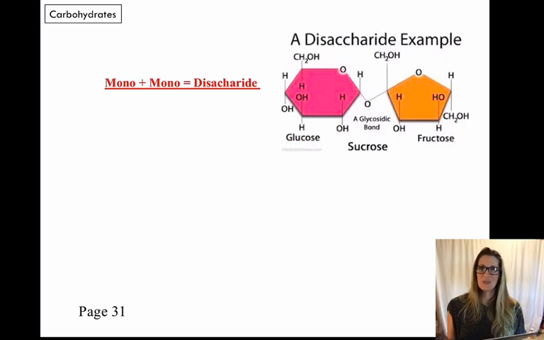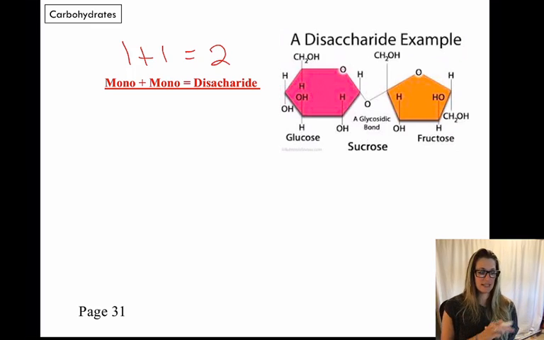If you add 2 monosaccharides, so you take 2 1s, you get a 2, right? All this is 1 plus 1 equals 2. Di means 2. Mono, mono, 2. Disaccharide. Sucrose is an example of a disaccharide.